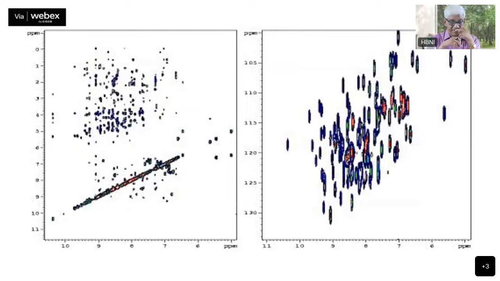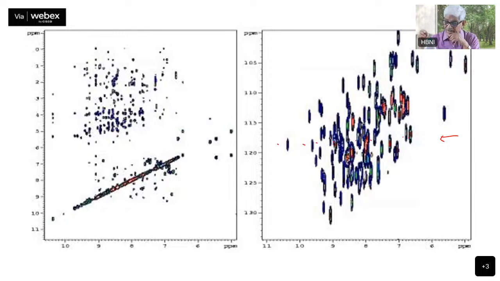So here is an illustration. This is a plane from a three-dimensional spectrum, so this is a two-dimensional spectrum. You have proton along this axis and nitrogen 15 along this axis. This is a typical HSQC spectrum. What you do is you take a particular plane in the three-dimensional box. In that particular nitrogen plane, you have so many protons. Suppose I take a plane here, you have so many protons there, here.